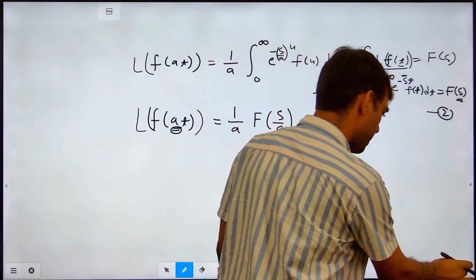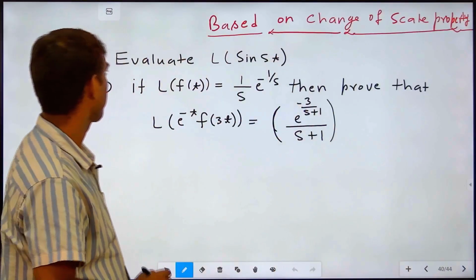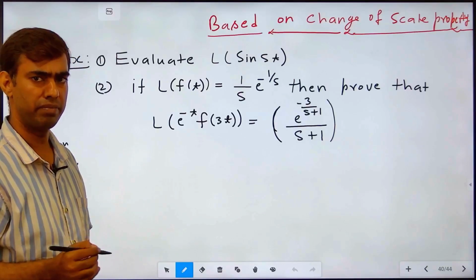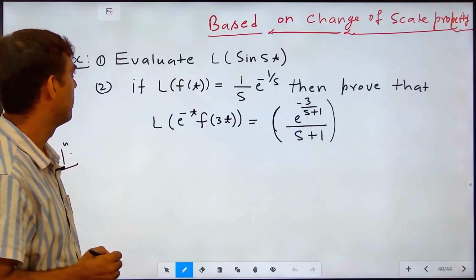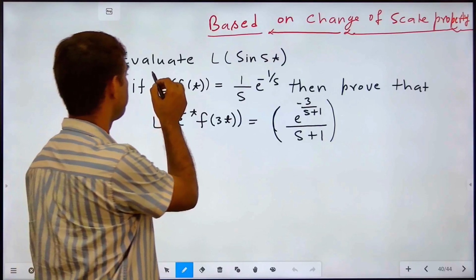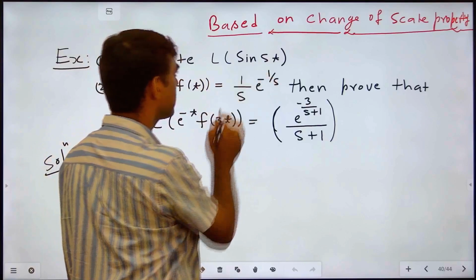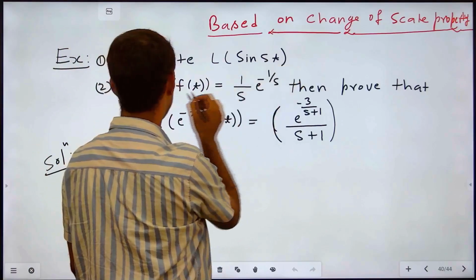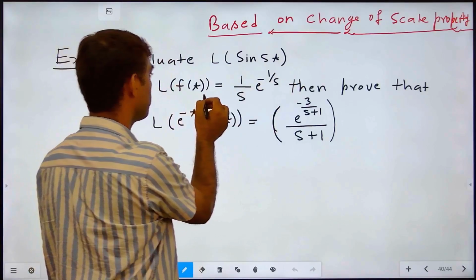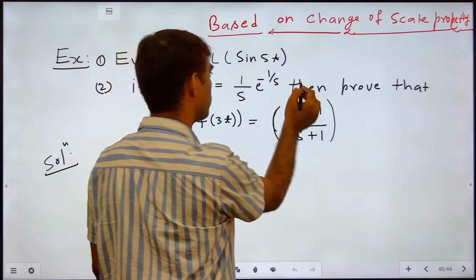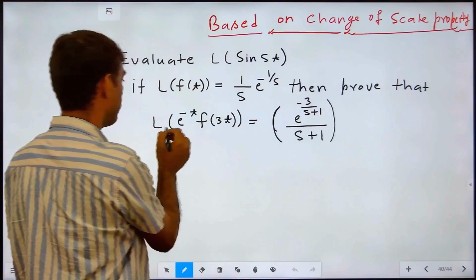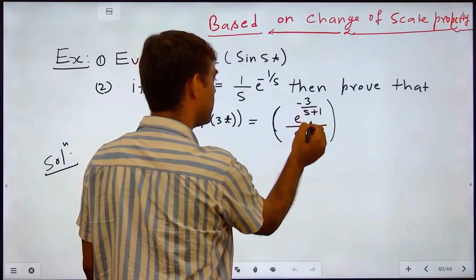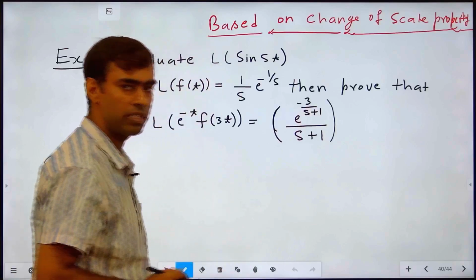Now next we are going to solve two numerical problems based on the change of scale property. First example: evaluate the Laplace transform of sin 5t. Second: if the Laplace transform of f(t) is (1/s) e^(-1/s), then prove that the Laplace transform of e^(-t) f(3t) equals e^(-3/(s+1)) divided by (s+1).